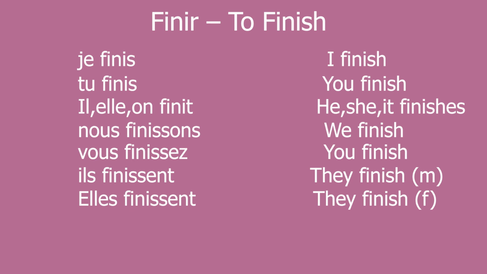So notice the pattern for second group verbs is not the same as first group verbs. Okay? Je and tu, you have an IS at the end. Il, elle, on finit, there's an IT. And then nous finissons, ONS. Vous finissez, EZ, easy. And for the last, third person plural, ils or elles finissent, there's two S and ENT at the end.